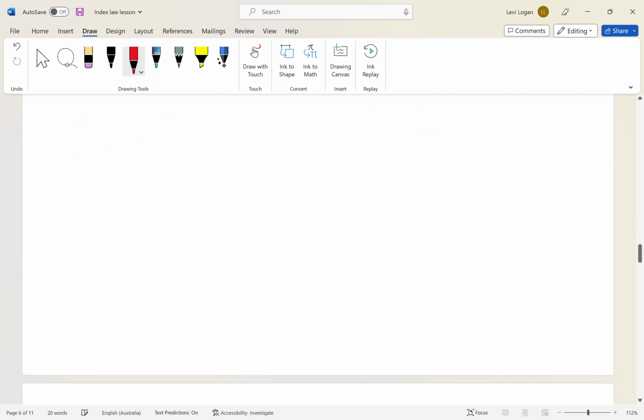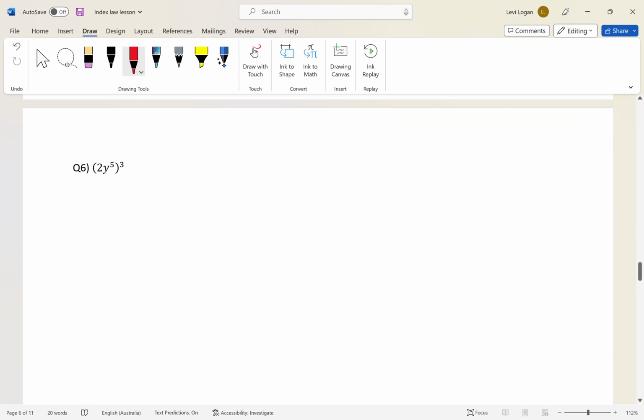Let's move on to the next one. Question 6: 2 times y to the 5, all to the power of 3. If you want to have a go at this question, feel free to pause the video. Straight off the back, it's our third index law again. Except it's also a combination with law number 4. Law number 4 is a times b all to the power of m is equal to a to the m times b to the m.